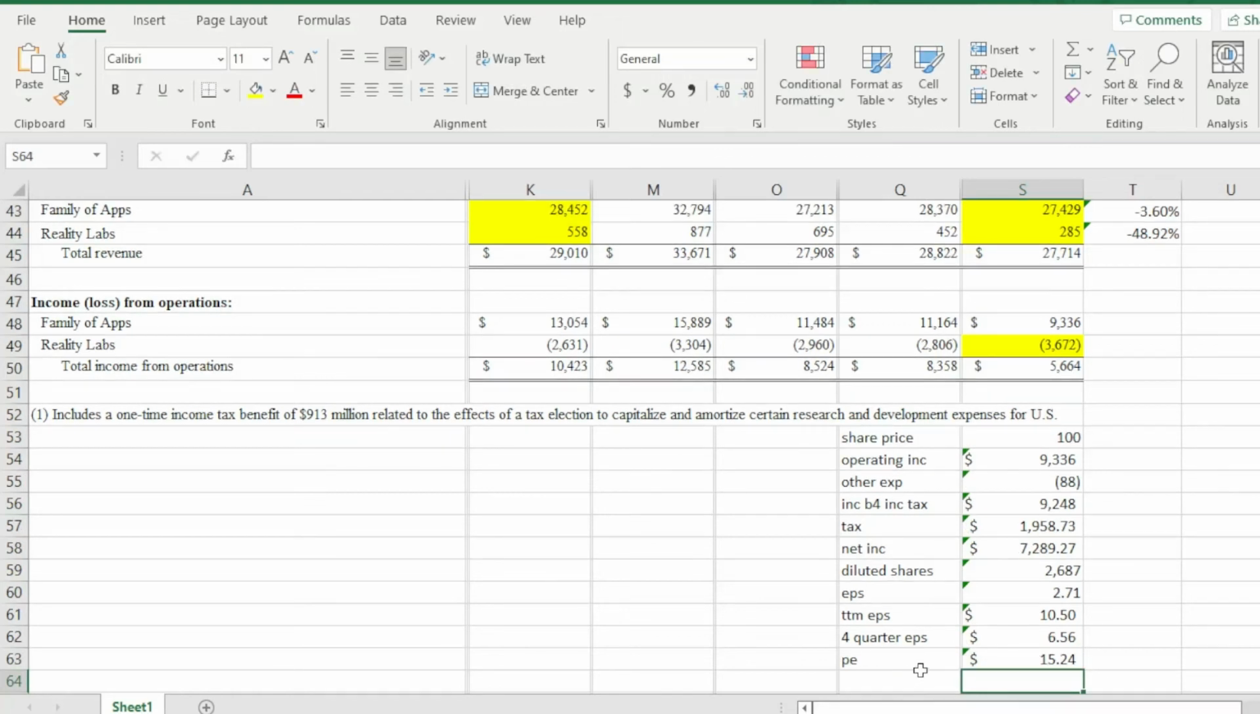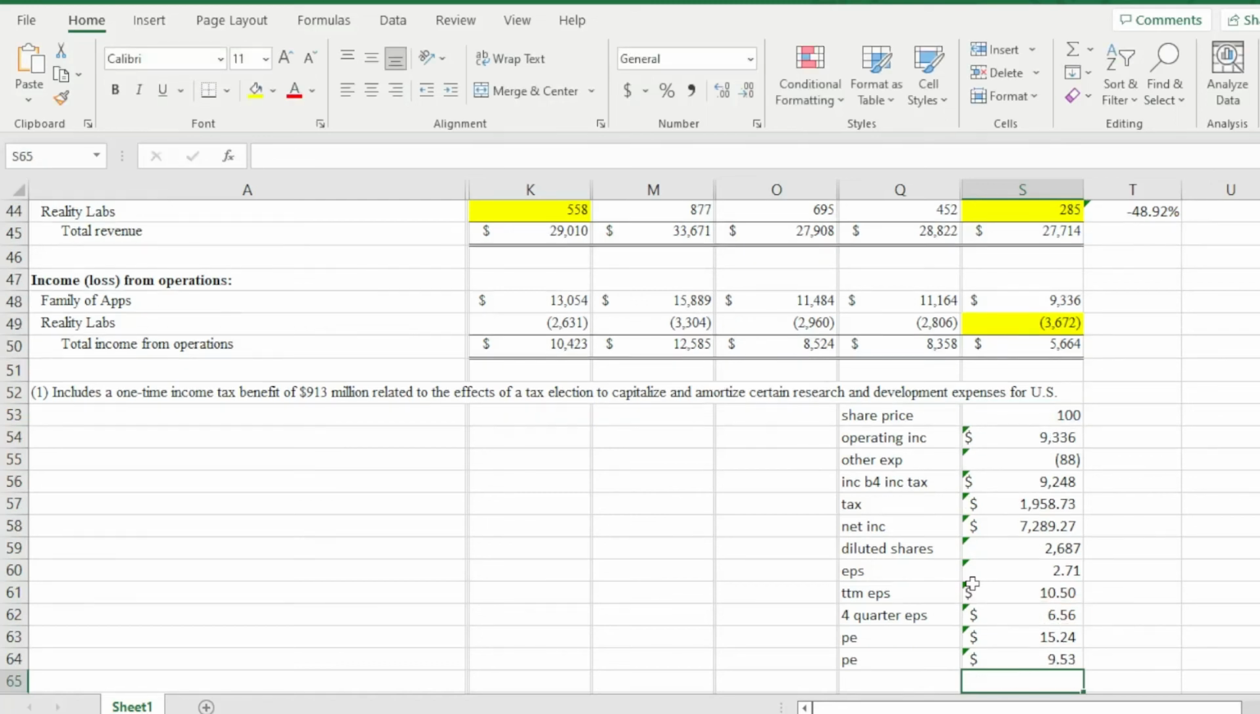It would be 15.24. And right about now, let's calculate what our actual PE ratio is right now using the 4 most recent quarters. So right now, people might say, oh, Meta is so cheap right now. It's trading at a PE of 9.53. But they're not taking into consideration that we could be going into an ad recession, and that we are going to continue to see larger and larger expenses in this Reality Labs sector.